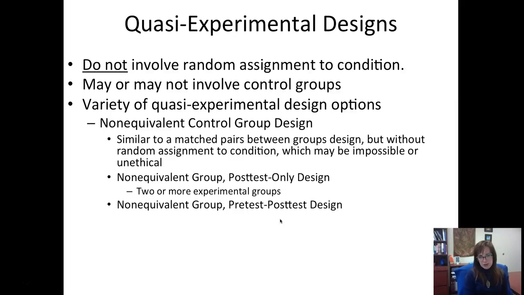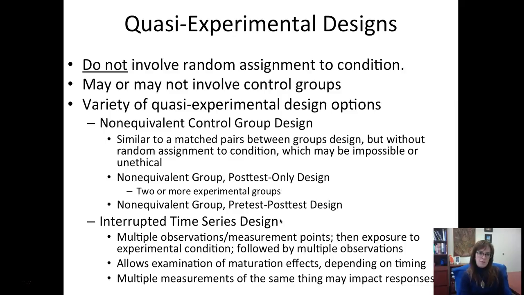Under quasi-experimental designs, there is a non-equivalent control group design. This is somewhat similar to the matched pairs between group design that we just talked about on the last slide, but we don't have that random assignment to condition, which might be impossible or might be unethical for some reason. So for example, schools may already be getting a particular curriculum, or therapists may be doing a particular modality, and we can't randomly assign people. They are in the school that they're in, they're with the therapist that they're with, and so we may not always be able to do that random assignment. And so there are non-equivalent groups with post-test only and with pre-test, post-test, similar to what we looked at before.